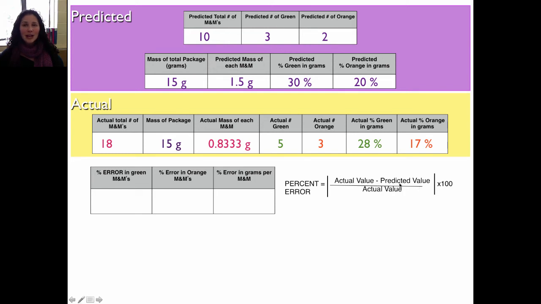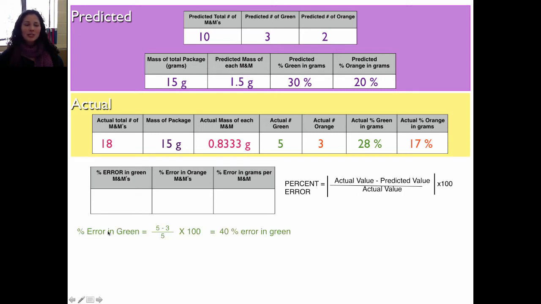And I've written this in absolute value bars on this equation because what you're doing here is taking the part that is different from the actual value, or the difference between the actual and the predicted values, and dividing it by the whole actual value, multiplying by 100%. So it really doesn't matter if you take predicted minus actual or actual minus predicted, as long as you know what the difference in these two values is.